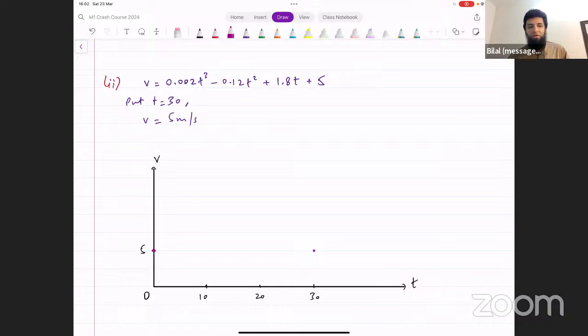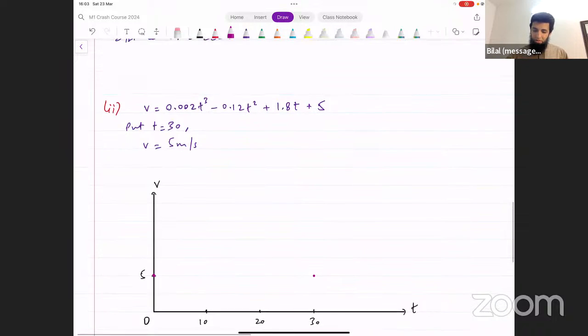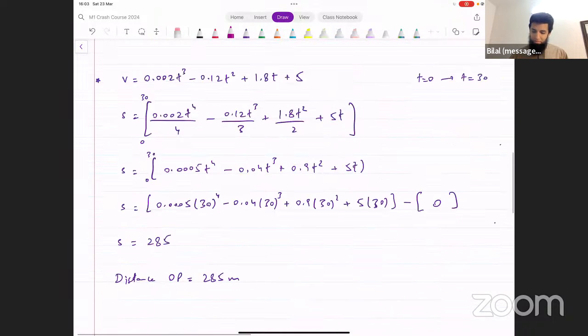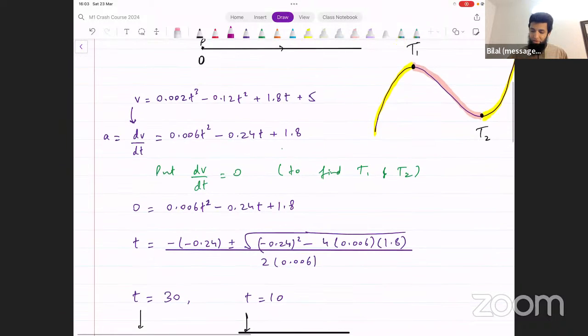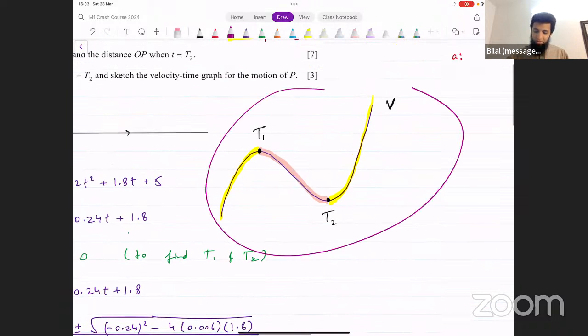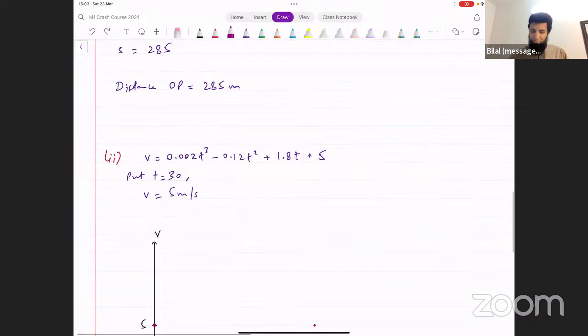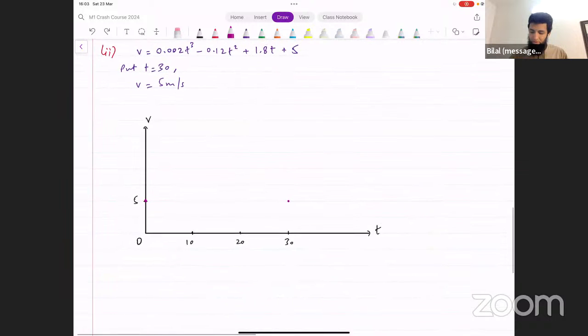We need to sketch this velocity time graph now. All right. How do we draw this? It's a cubic function. The shape is going to look something like this, right? This is roughly what the shape of the graph is going to be.